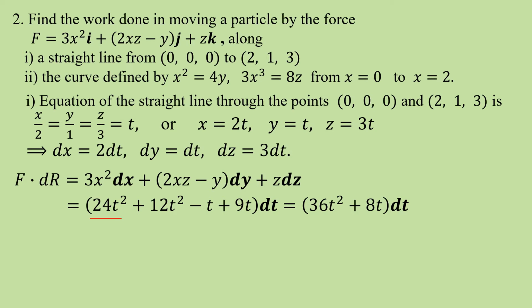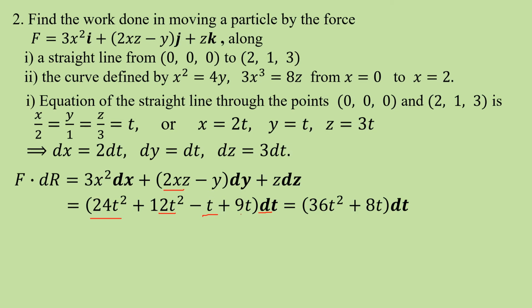Substitute x equal to 2t, z equal to 3t. So that gives 2 into 3, 6t square into 2, 12t square into dy, that is dt. So I have 12t square dt minus y dy. So y is t, dy is dt. So that's why it is minus t dt plus z dz. z is 3t here, dz is 3 dt. 3 into 3, 9t dt.